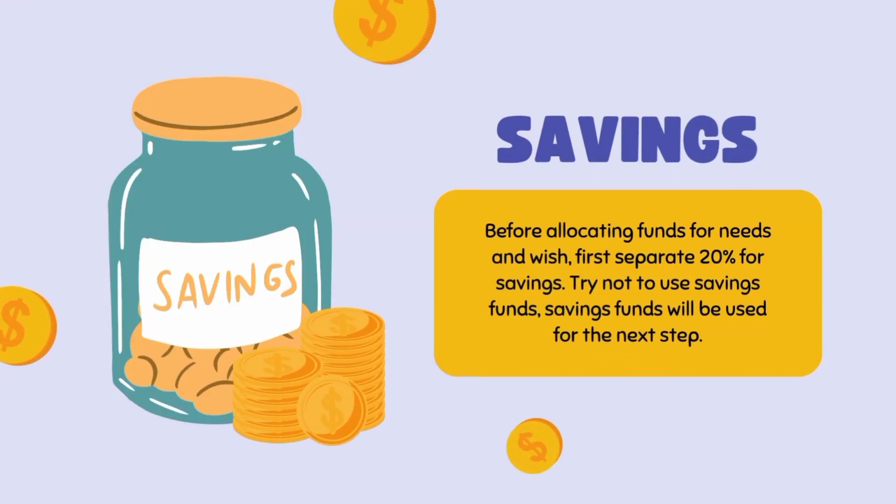Savings. Before allocating funds for needs and wish, first separate 20% for savings. Try not to use savings funds. Savings funds will be used for the next step.